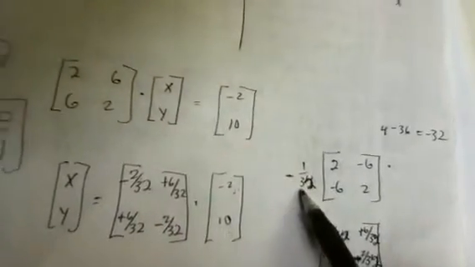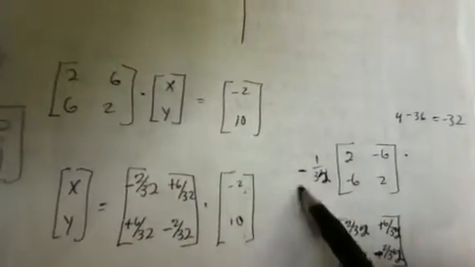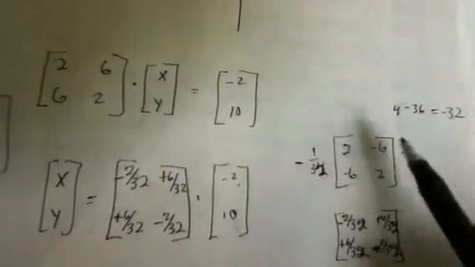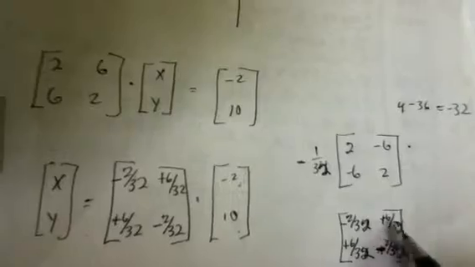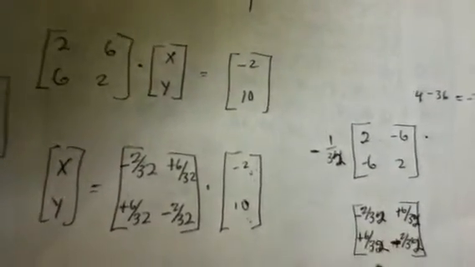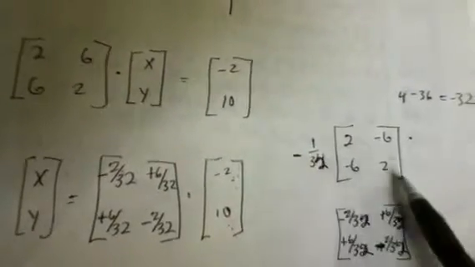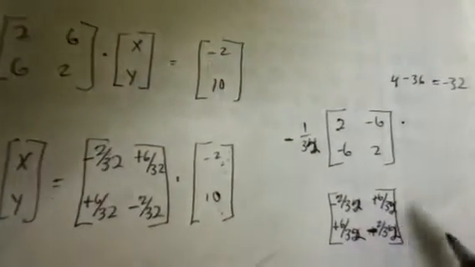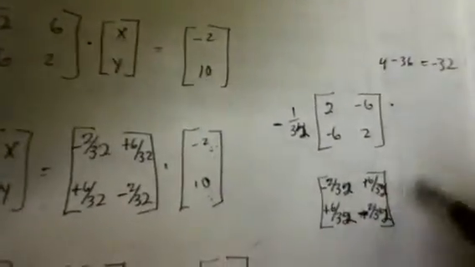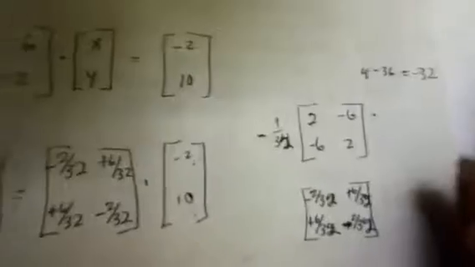When I first did the problem, I forgot it was negative and messed up all my signs. Multiply this to everybody. Negative 1 over 32 times 2 is negative 2 over 32. Negative 1 over 32 times 6 is positive 6 over 32. Negative 1 over 32 times negative 6 is positive 6 over 32. And negative 1 over 32 times 2 is negative 2 over 32. So that's what all those messy numbers say. That is my inverse matrix.